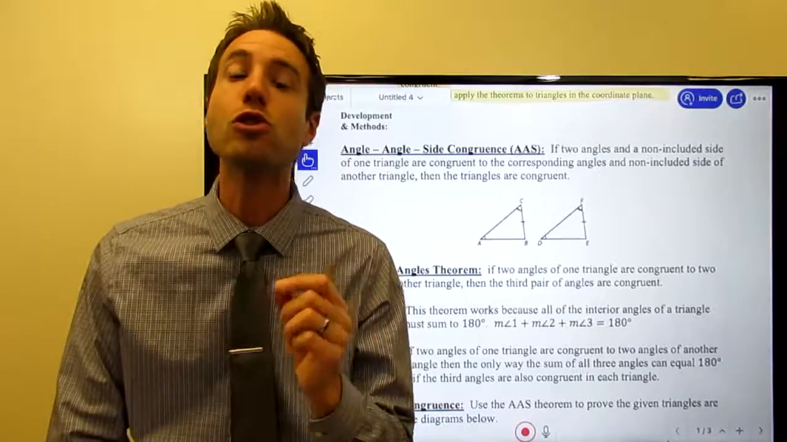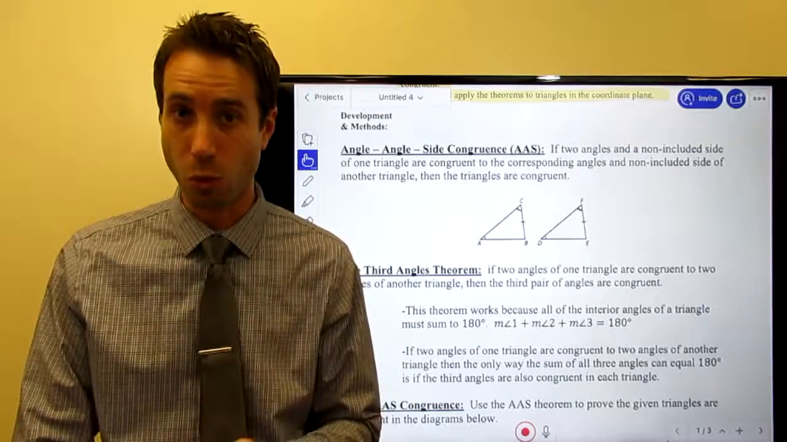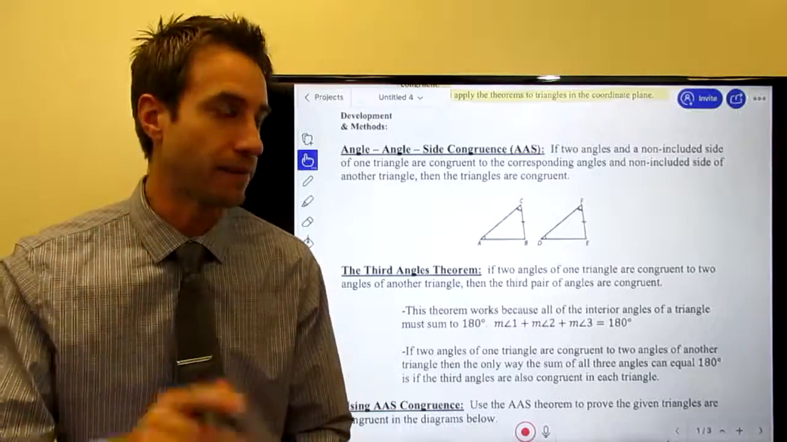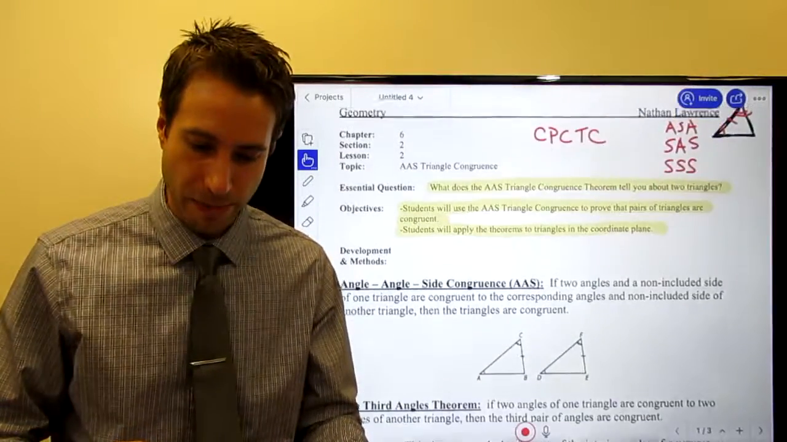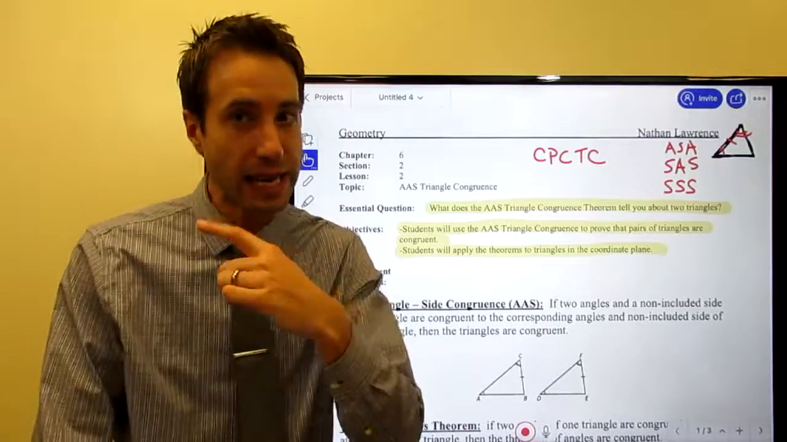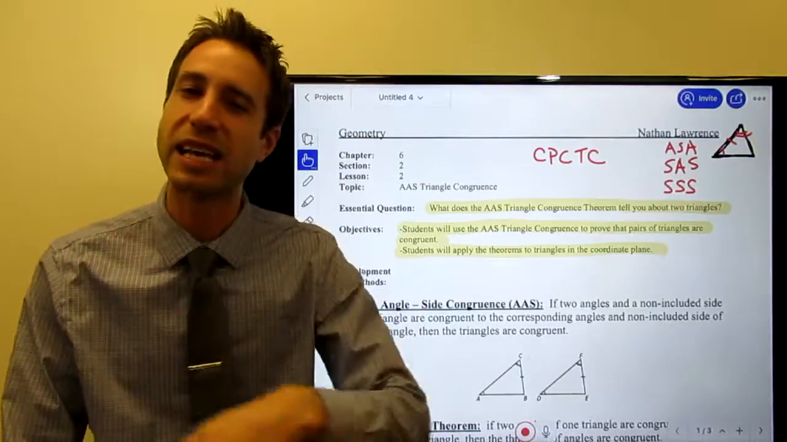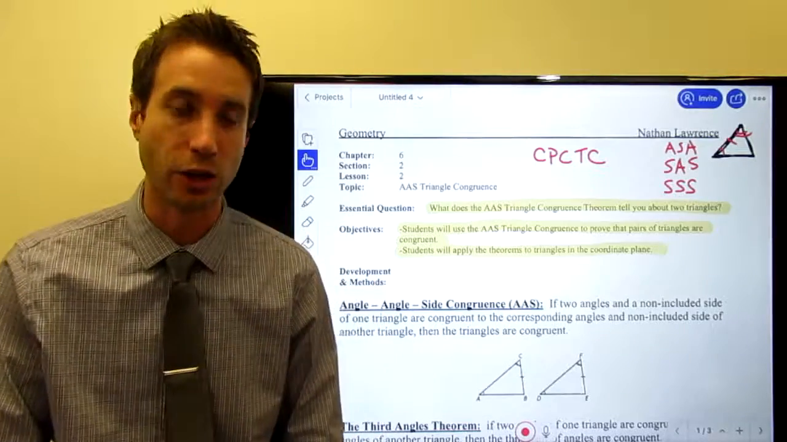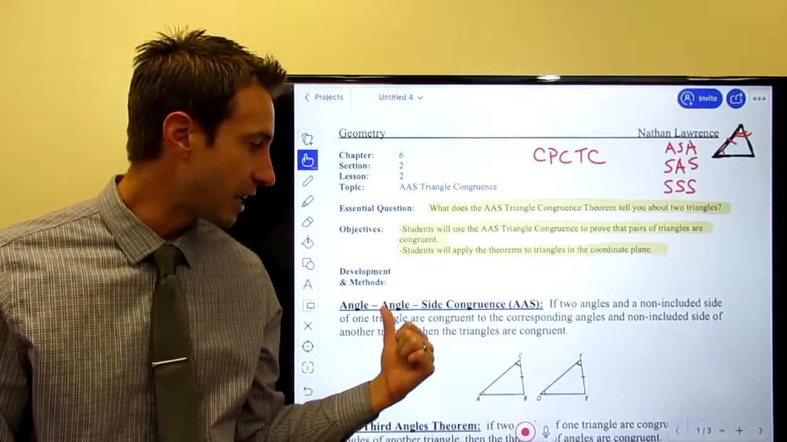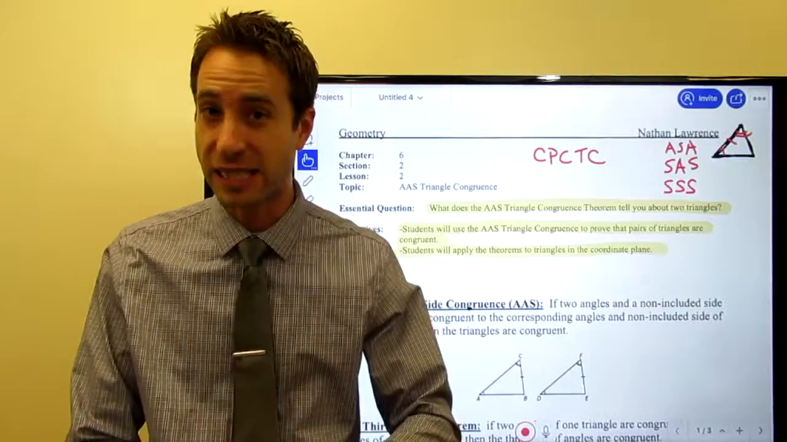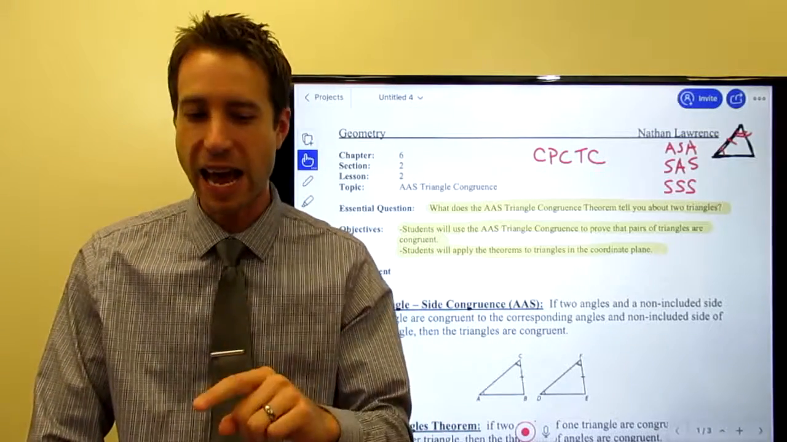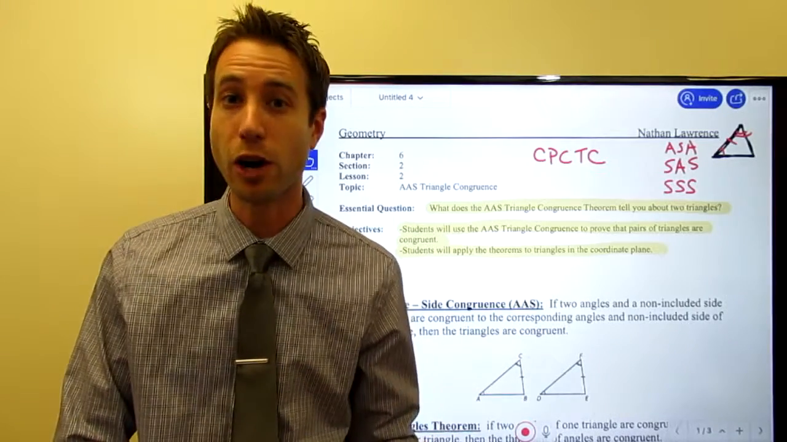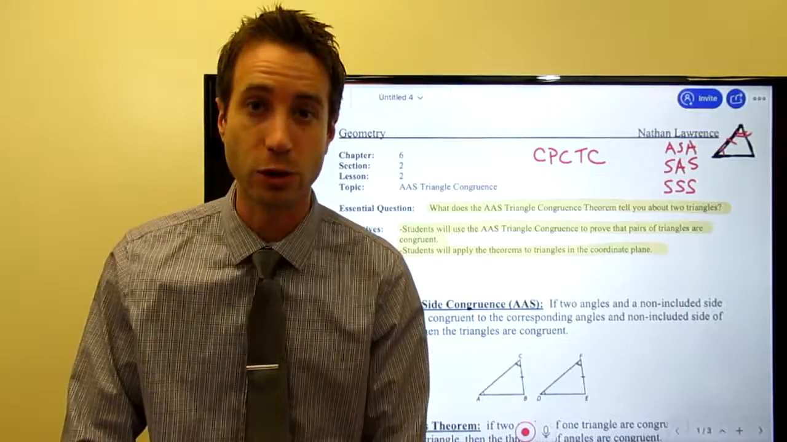Now, here's the reason why this theorem works. If you just real quick look right back up here, the last one we looked at in the previous section was side, side, side. We said if all of the sides of the triangles are congruent, the triangles must be congruent. This one, angle, angle, side, turns out to be an angle, angle, angle theorem. If you can show that all three angles are congruent, the triangles must be congruent.